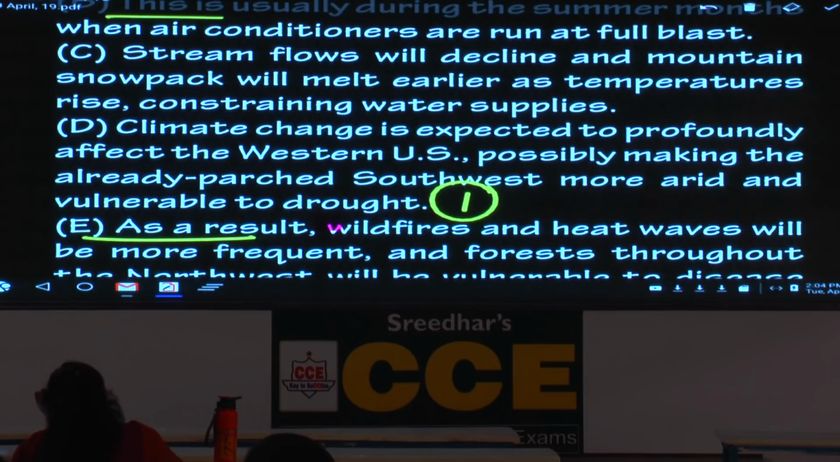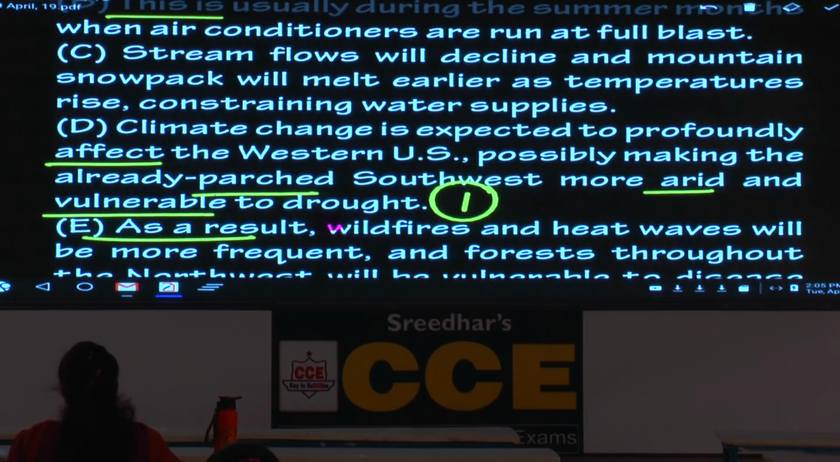All of you, have you started distributing or you want to do it? Please do it. So focus on what I'm going to tell. Climate change is expected to profoundly affect, please underline. You know, affect is, which part of speech is it? It's a verb. Effect, noun or a verb, but usually used as what? A noun. The Western US, possibly making the already parched, underline the word parched. Parched, Southwest, more arid, underline that word also. Vulnerable, underline that word. Drought. There are 4 words, but more or less mean the same.